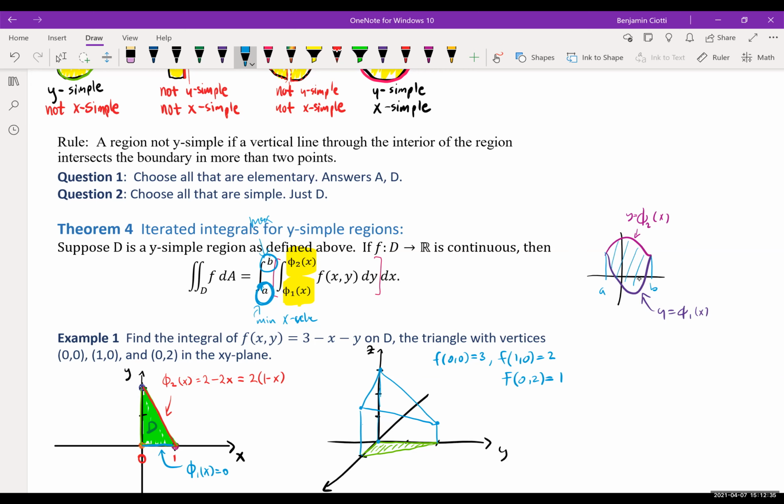So what would those be for your disk? I was muted. Would it be R? That's the maximum x value. Yeah, because the maximum would be whatever the radius was. Yeah, that's the maximum one.